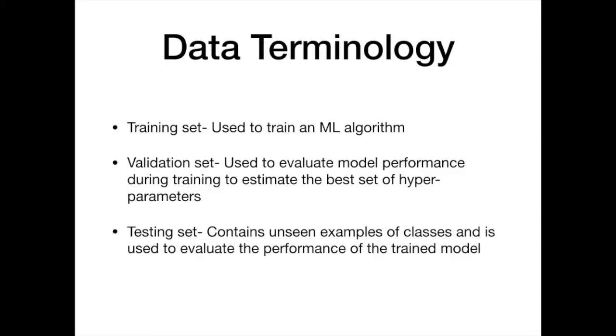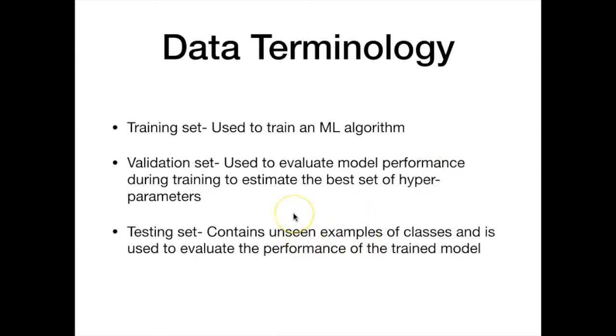Validation set is used to evaluate the performance during training to estimate the best set of hyperparameters. So when you train a machine learning algorithm, there are various sets of hyperparameters. For example, if you are aware of neural networks, then how many hidden layers are required, what are the number of neurons in each layer, and so on and so forth. To identify the optimal set of hyperparameters, we use a validation set, which is similar to the training set, and you have its labels available.